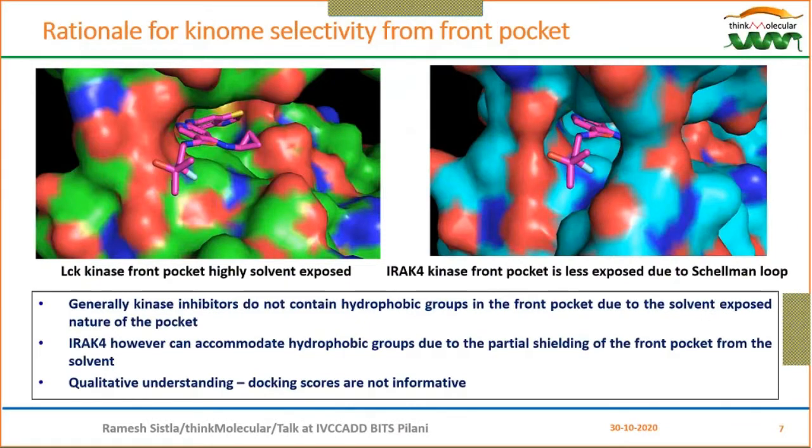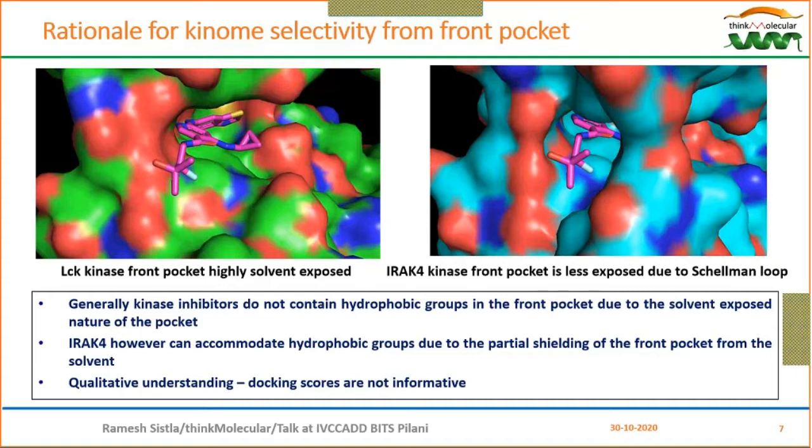Here is what I mentioned about how the tertiary alcohol was in the front pocket, and that was actually helping. There are two pictures here. The left-hand picture shows the general kinase structure, represented by LCK kinase, where the pocket is highly solvent exposed. On the right-hand side you have the IRAK4 kinase, where you can see this particular residue standing here. This is because of an additional loop in IRAK4, what we call the Shellman loop, which gives a different architecture to the front pocket and makes IRAK4 somewhat more hydrophobic. In a very subtle manner, the tertiary alcohol acted more favorably because it has a gem dimethyl group, which is hydrophobic in nature. That was more tolerated in IRAK4 as opposed to other kinases, which are highly solvent exposed.